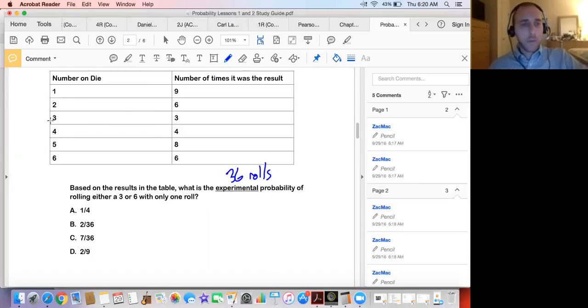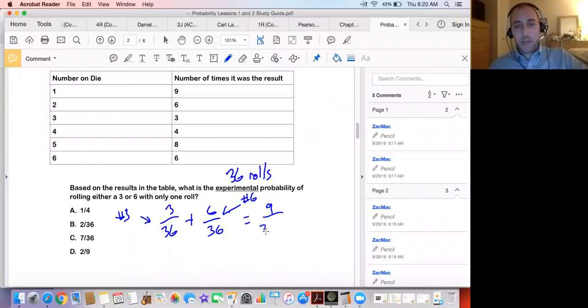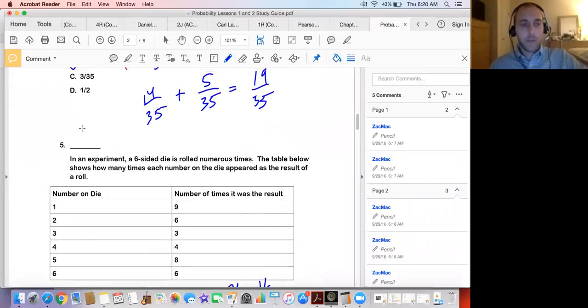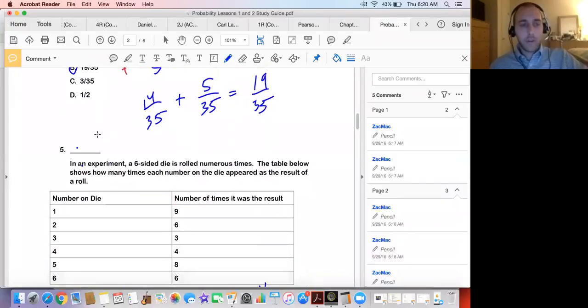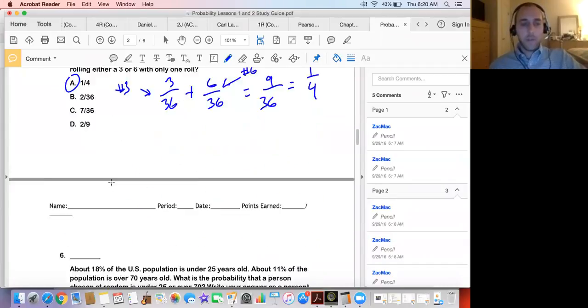So we rolled the number 3 three times. So that was 3 out of 36 times that happened. So that's the number 3. And the number 6 was rolled 6 times. 6 out of 36. And then we add them together. And we get 9 out of 36, which is 1/4. Letter A. Okay, right up here. Letter A. There we go. Awesome.